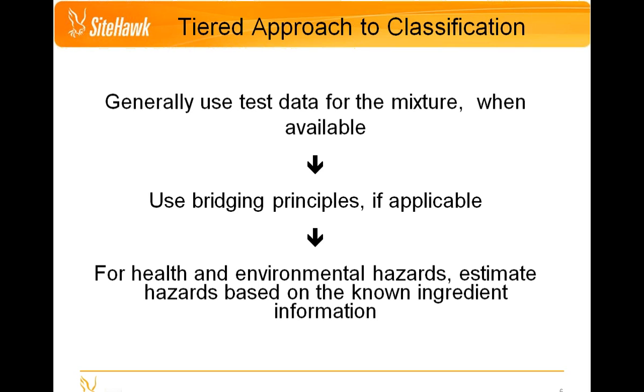And then finally, the last tier here is when material level data and bridging principles are not applied, then you move to this last tier where you use the hazard information available for your known ingredients to estimate health and environmental hazards for your mixture. Again, that's going to be based upon predetermined cutoffs and formulas. And this is actually the most commonly used tier in the mixture classification process, at least in my experience. It's the most common tier used.